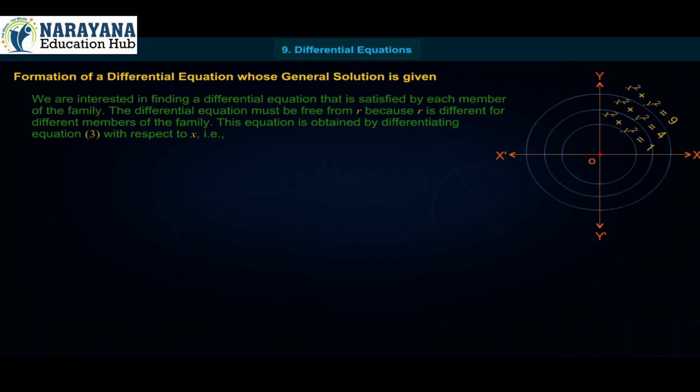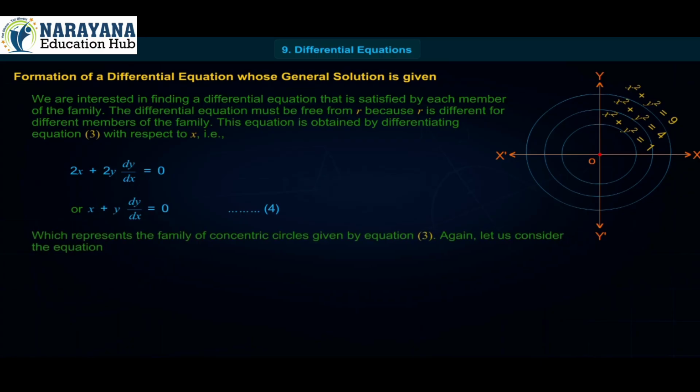We are interested in finding a differential equation that is satisfied by each member of the family. The differential equation must be free from r because r is different for different members of the family. This equation is obtained by differentiating equation 3 with respect to x, that is 2x plus 2y dy by dx is equal to 0, or x plus y dy by dx is equal to 0. Equation 4, which represents the family of concentric circles given by equation 3.